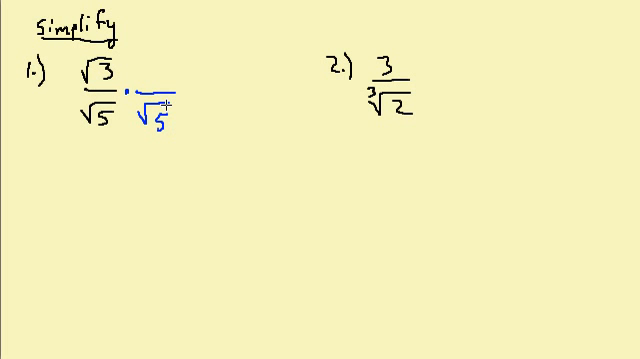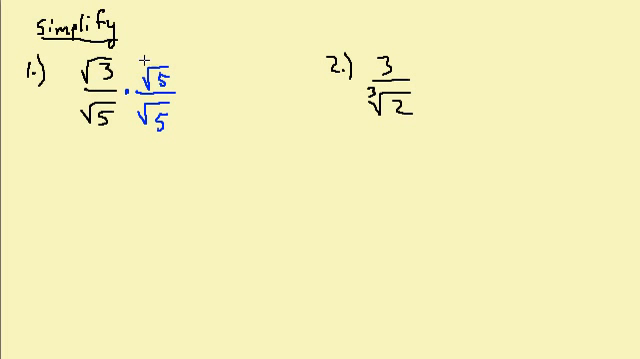And what this does is that gives me the square root of 25, which is 5. So we don't have a radical in the denominator. But if I multiply the denominator by the square root of 5, I have to also multiply the numerator by the square root of 5.